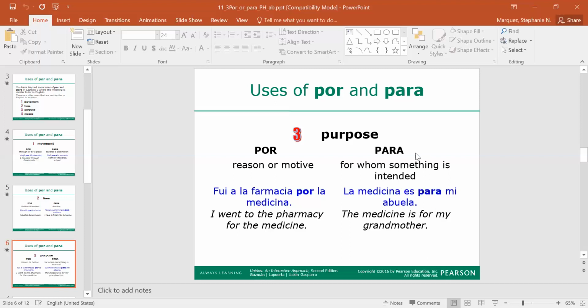You can look at this extended explanation right here for whom something is intended, or you can just think about it as the recipient. You see me at the store, I've got a bracelet or whatever, you say, oh, Steph, hey, look, the bracelet. And I say, yeah, that bracelet is for my friend. I would say, that thing that I've got in my cart is para mi amiga, because she's going to be the recipient. It's for my friend, para mi amiga.